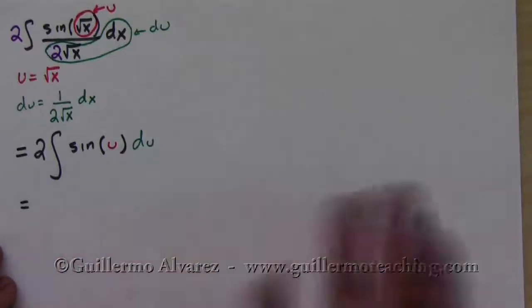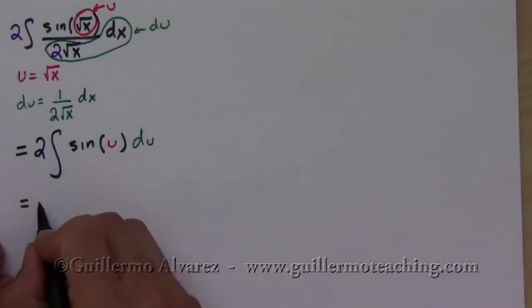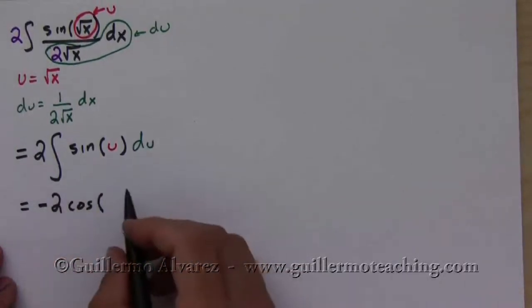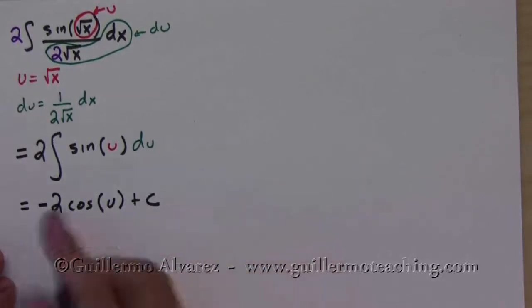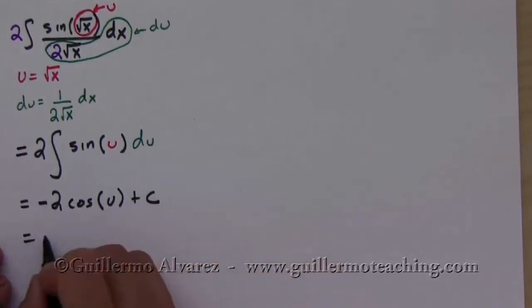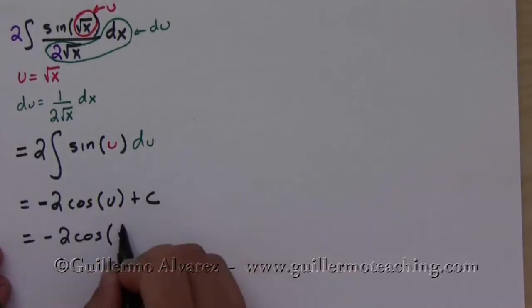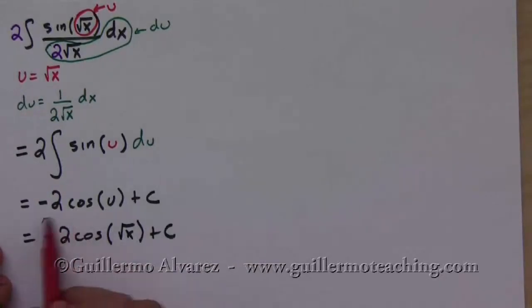And so, okay, the antiderivative of sine, well, that's negative cosine, so this is going to be negative 2 cosine of u plus c, and then I'm going to go back to what u equals, which is negative 2 cosine of square root of x plus c. And that's it.